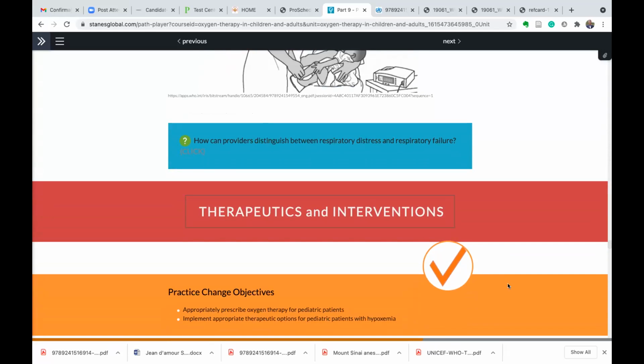Okay, and that brings us to the next interesting question. How can you distinguish between the respiratory distress and the respiratory failure? So before I show the answer, I would like to see what you think. What is the difference between the respiratory distress and the respiratory failure?